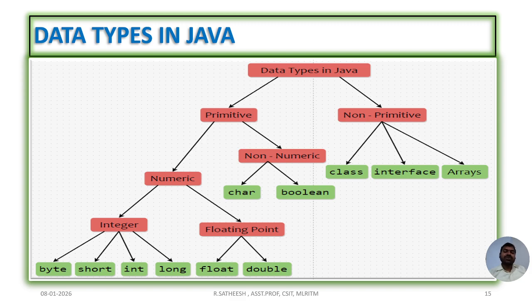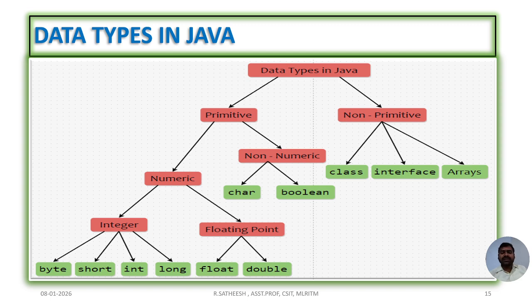Primitive is again categorized into numeric and non-numeric. Numeric is classified into integer and floating point. In integer, there are four data types: byte, short, int, long. Coming to decimal, I mean floating point, that is float and double. Non-numeric: char, boolean. I just counted, a total of 8 data types are available in Java. So these data types we are calling primitive. Clear, okay, simple. It is a very important interview question also.